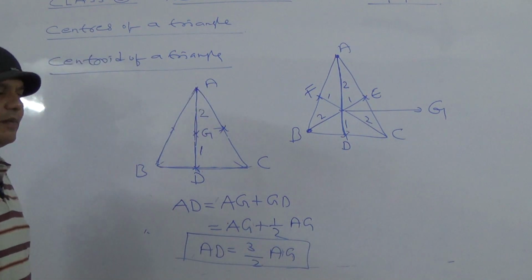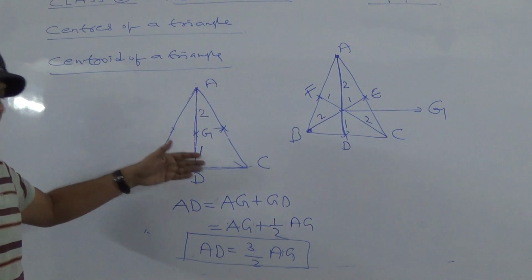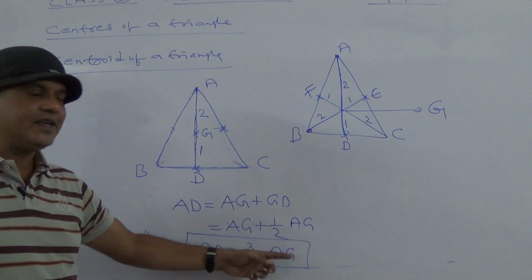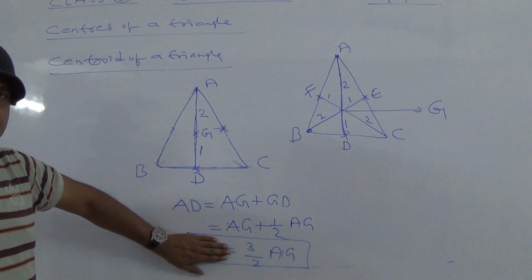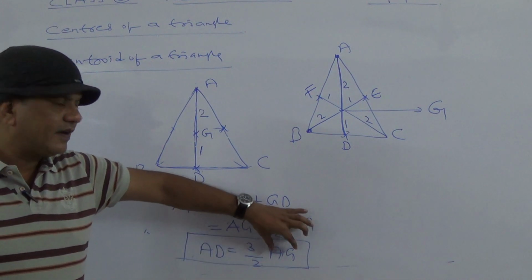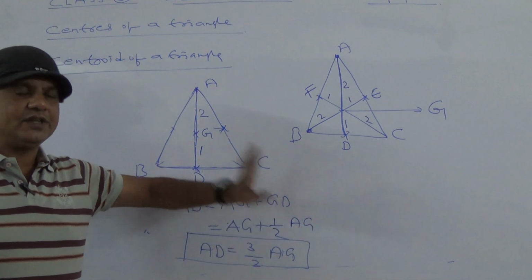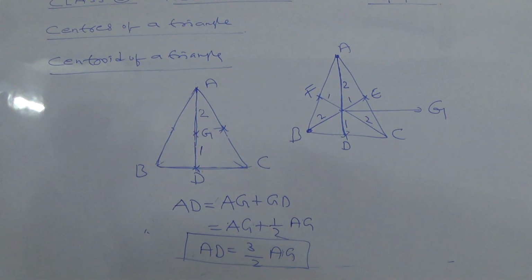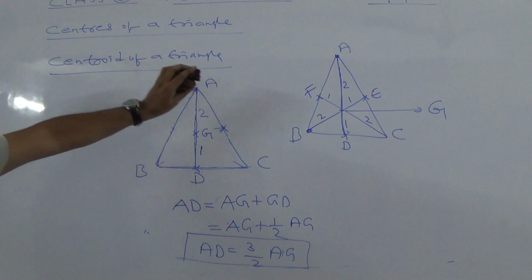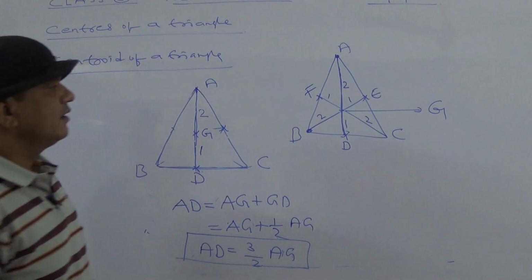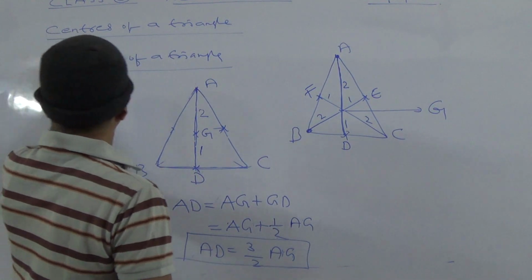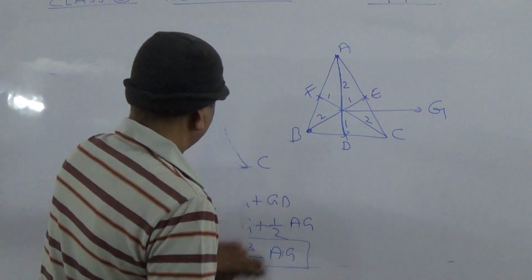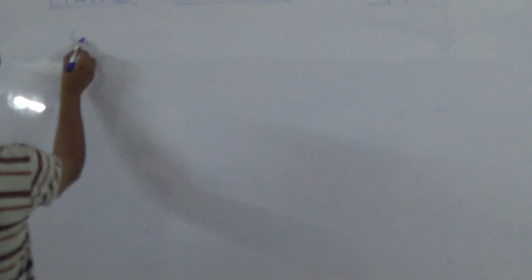This is very important formula. Length of the median AD is equal to 3 by 2 times of AG. A is one vertex, G is the centroid of a triangle. Length of the median is equal to 3 by 2 into distance between A and G, or B and G, or C and G. Okay. This is called centroid of a triangle. Centroid divides each median in the ratio 2:1 from the vertex. Okay. And next, second one is orthocenter.